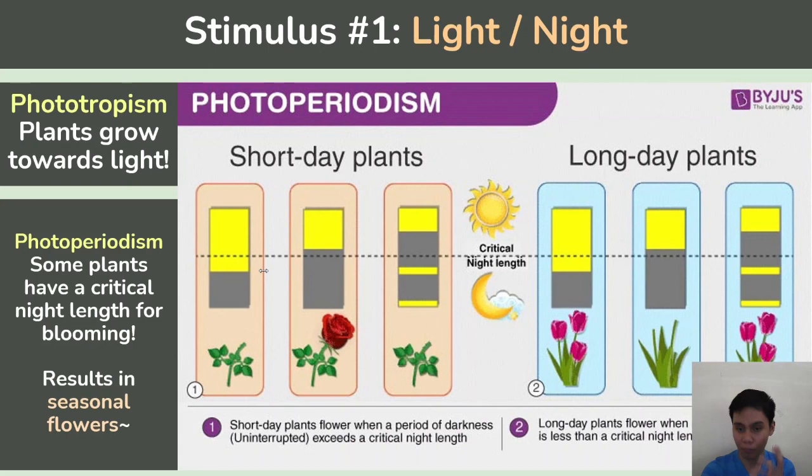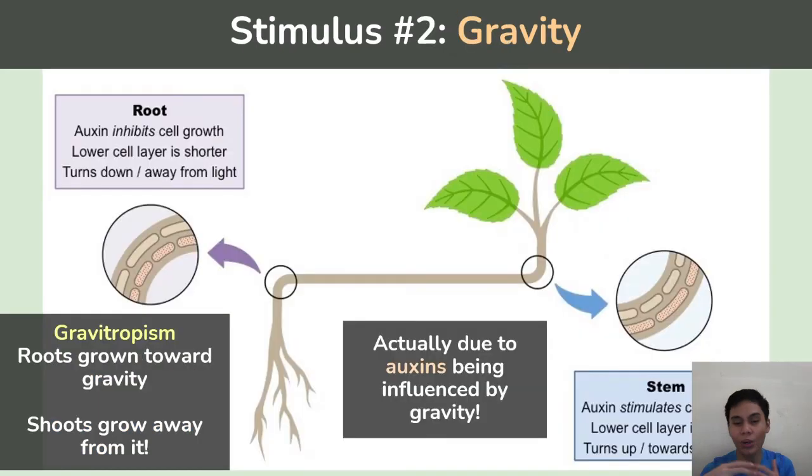Next stimulus is gravity. So we have gravitropism. It's how plants tend to grow upward. The plant shoots tend to grow upward away from gravity, and plant roots tend to grow toward gravity or downward. So even if you bend the plant over, it tries to right itself up. So that happens actually due to auxins being influenced by gravity, right?